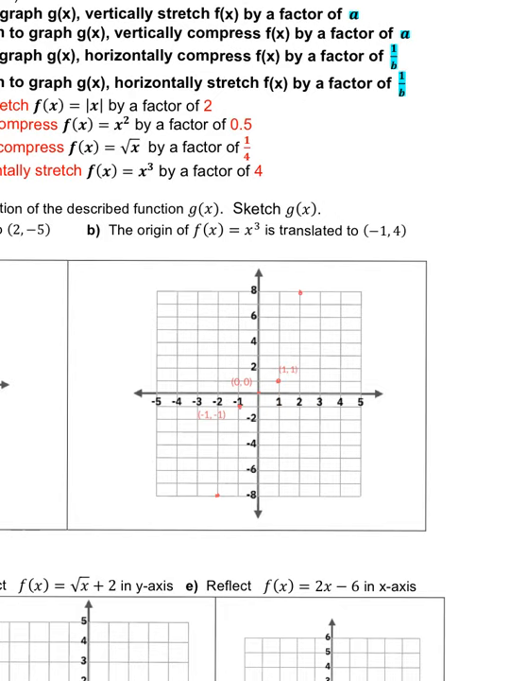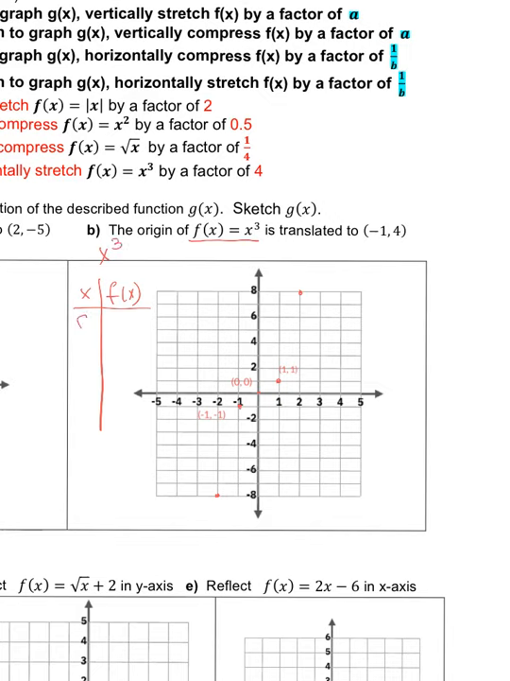In this example, we're going to take the parent function, which happens to be a cubic function. This may be a function you're less familiar with. For each input x, we find the output f of x. I've already indicated some points on the graph. Remember, the parent function is x cubed. We're going to take the input and cube it.